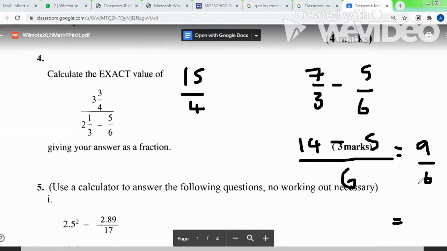So 3 into 6 goes 2. 3 into 9 goes 3. So I encourage my students to always reduce your fraction. When you get a fraction answer, you always reduce it. It makes life easy.